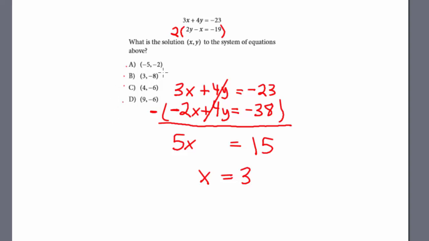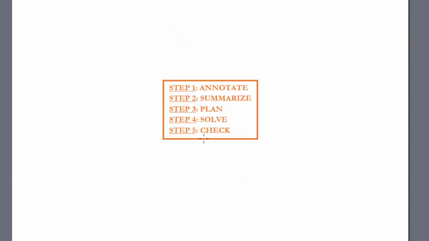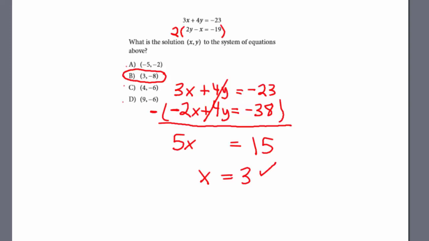There's only one of them that has x equal to 3. So you can be like 99% sure that that's your answer. However, again, let's check our work, right? Especially with straight algebra problems, you always want to make sure, did I mess up? Did I drop a negative somewhere? So let's check our work.